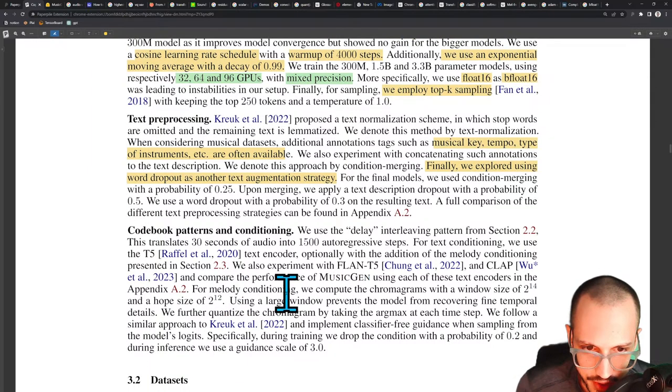Codebook patterns and conditioning. We used the delay interleaving pattern. This translates 30 seconds into 1500 autoregressive steps. So this is how many inference steps it takes for 30 seconds of audio.